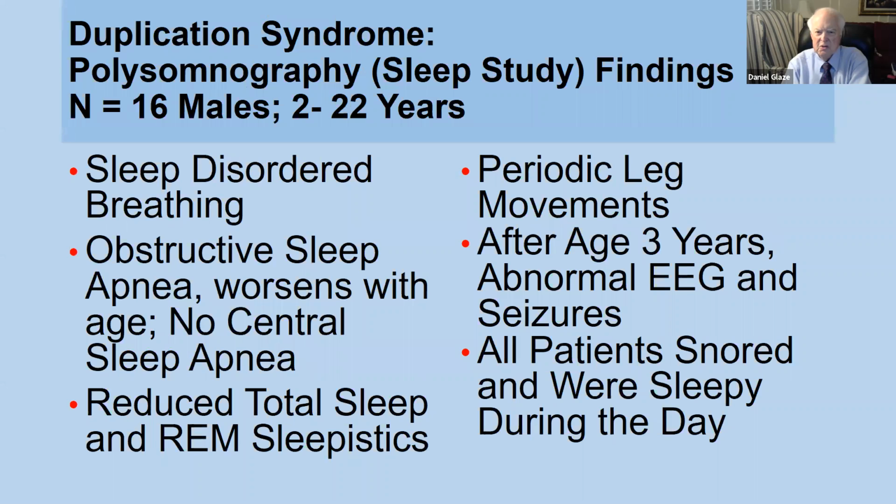As I said, we've been doing a research study where we've been recording the overnight sleep study in males with the MECP2 duplication syndrome. And this represents information from 16 males, ages 2 years to 22 years. In almost all of them, they experienced some degree of sleep disordered breathing, from mild to severe. This was typically obstructive sleep apnea, not central sleep apnea. And it seemed to worsen as these boys became adolescents, teenagers, young adults.